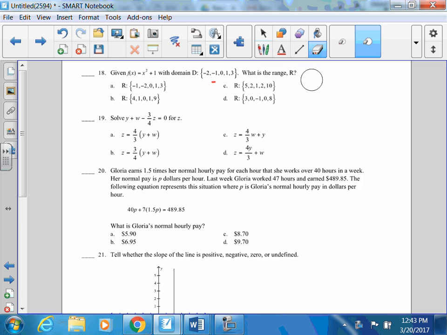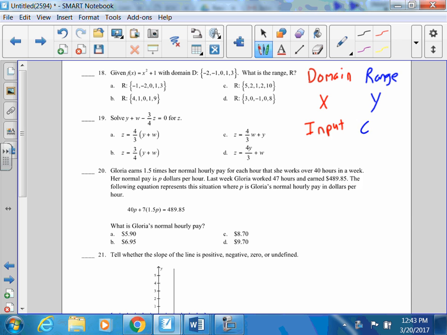When you have the domain, that is the same thing as the x coordinates, and that's the same thing as your input. So it's what you plug in. All of those mean the same thing. The range is what you get out for y, and that is the output. So all of these go together, and all of these go together.